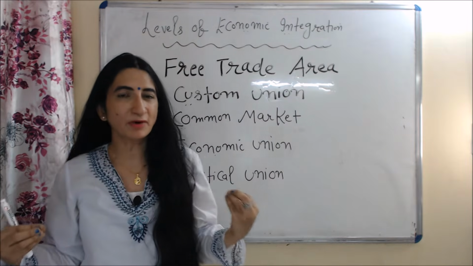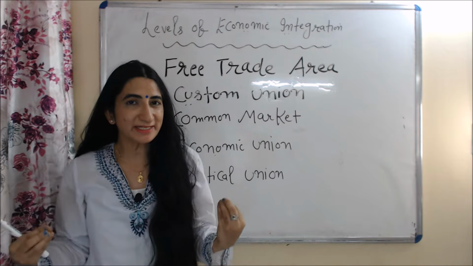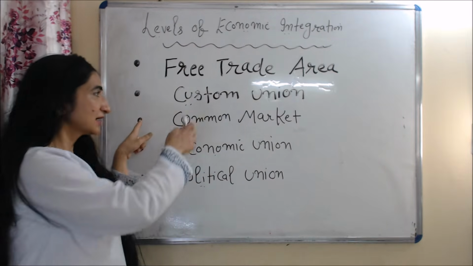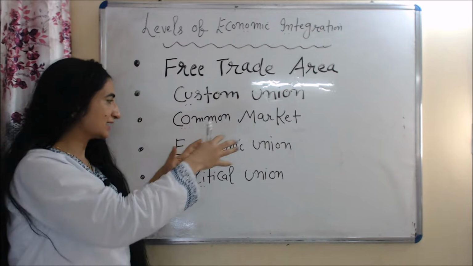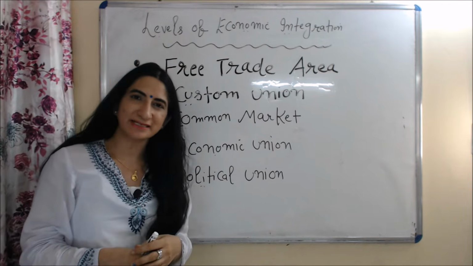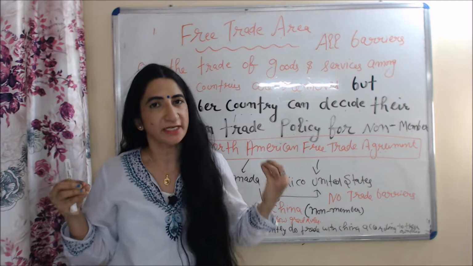Now we talk about levels of economic integration. Economic integration basically has 5 levels: free trade area, customs union, common market, economic union, political union. One by one we discuss each. So firstly we talk about free trade area.